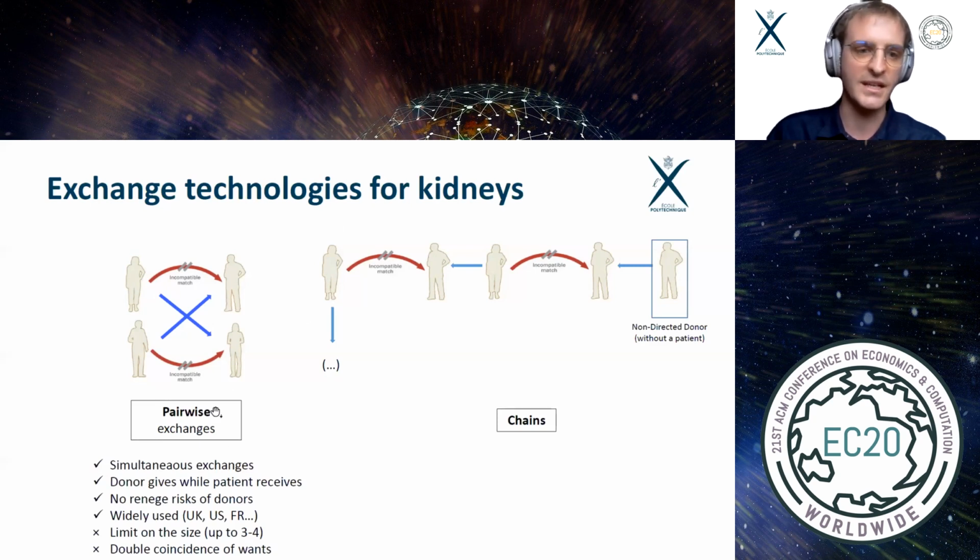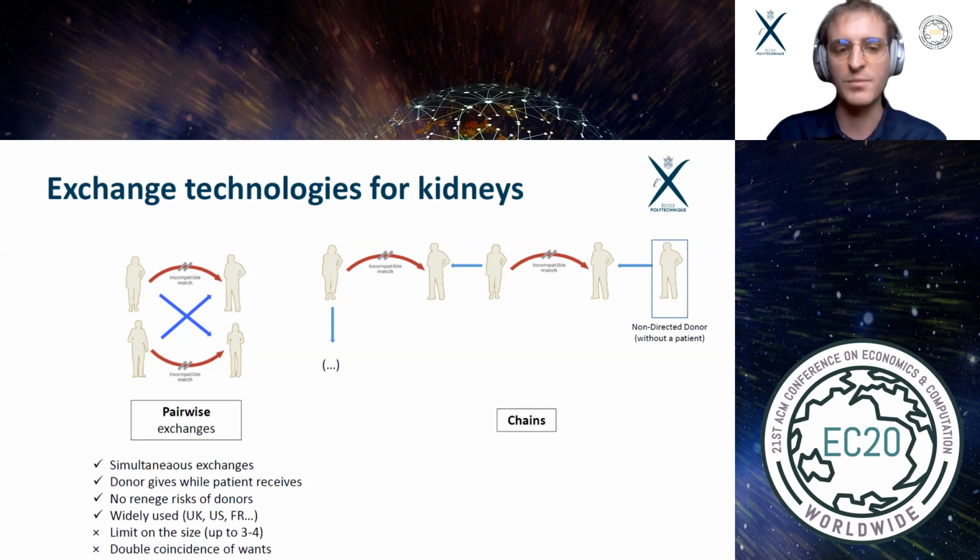The advantage of this technology is that you make the exchanges simultaneous. So a donor gives while the patient receives, and you have no renege risk of donors. Donors cannot say no to this donation because it's done simultaneously. It's widely used in the world, in the UK, in the US, or in France, for instance. But the drawback is that it's limited in size. Such cycles of exchange are usually performed with up to 3 or 4 pairs.